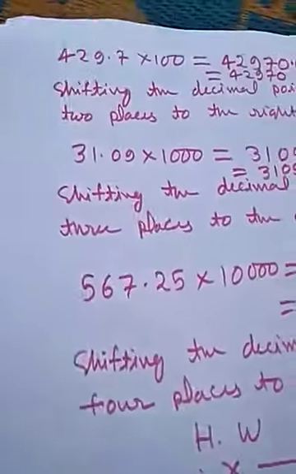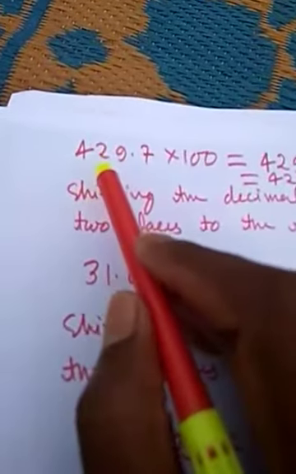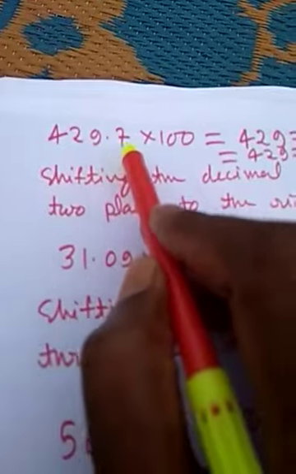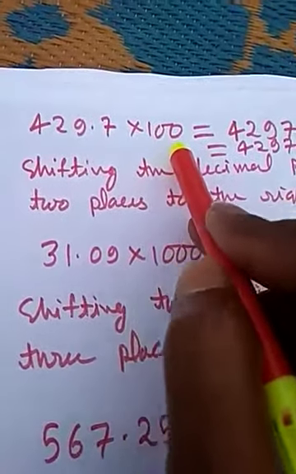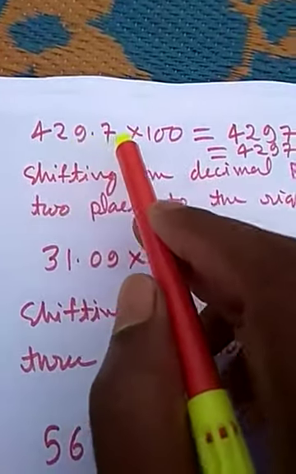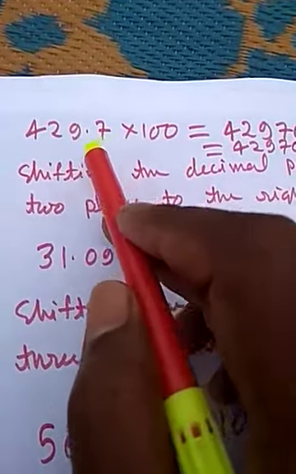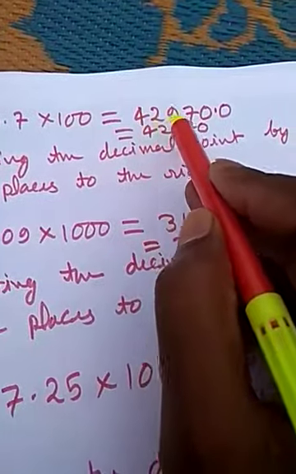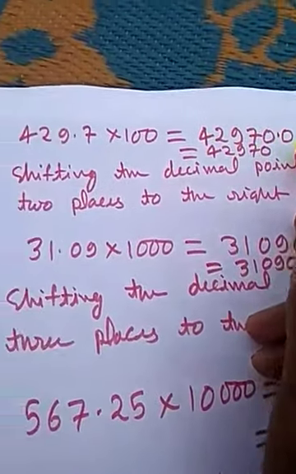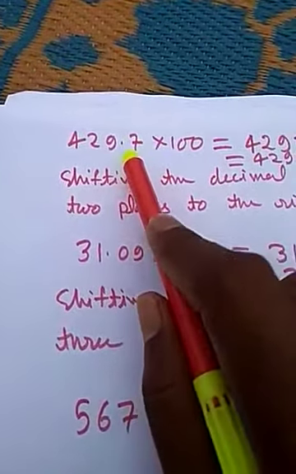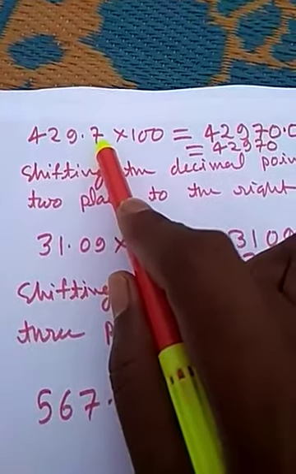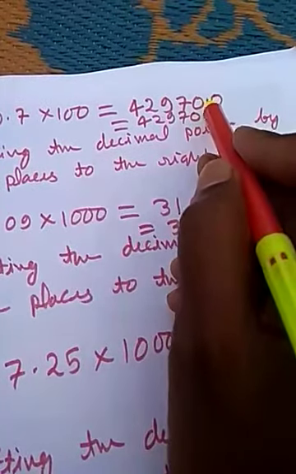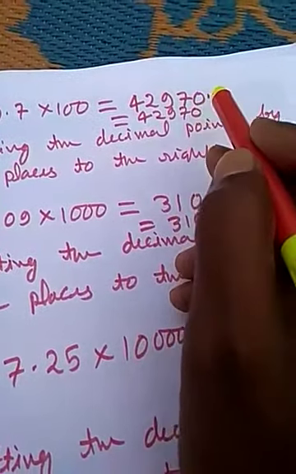Now second is when we have to multiply decimal numbers, 429.7 multiply 100, then we shall write the product of it without decimal, that is equal to 429700. Now here is one decimal place, so we shall put the decimal point from the right side after one digit, so we shall put the decimal here.